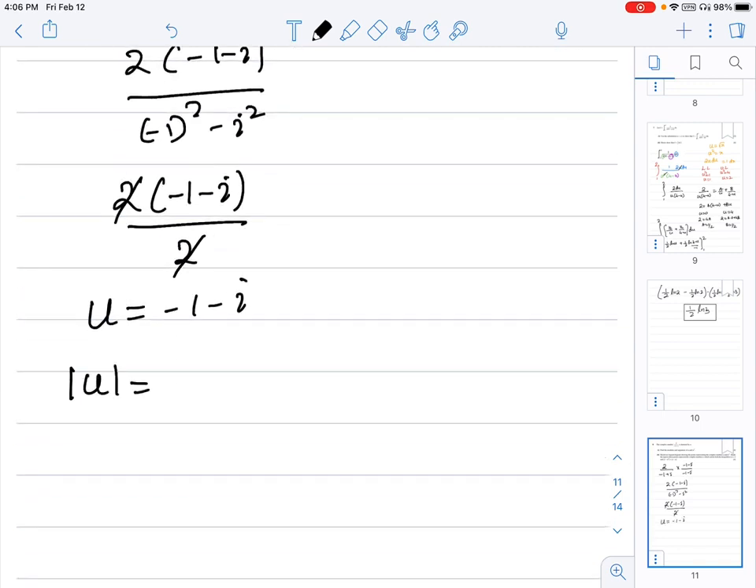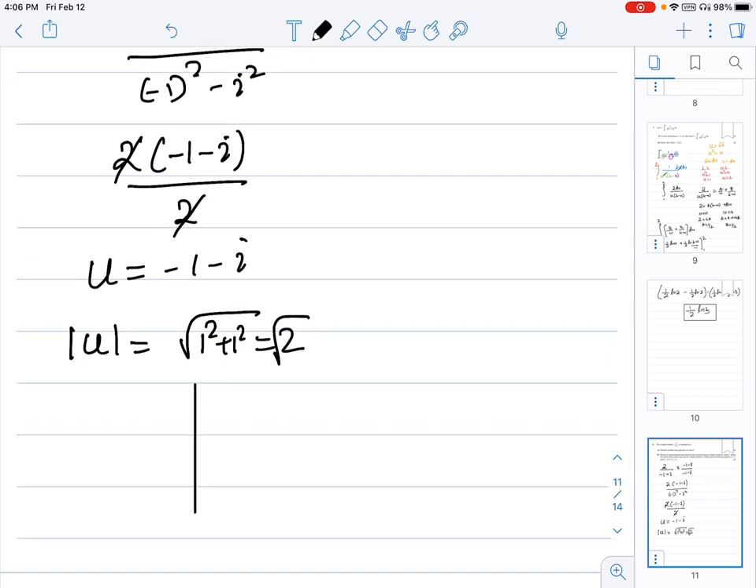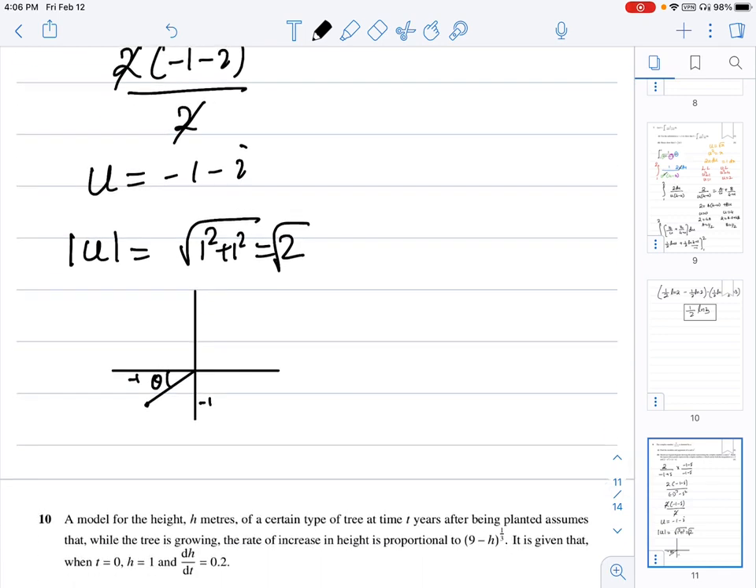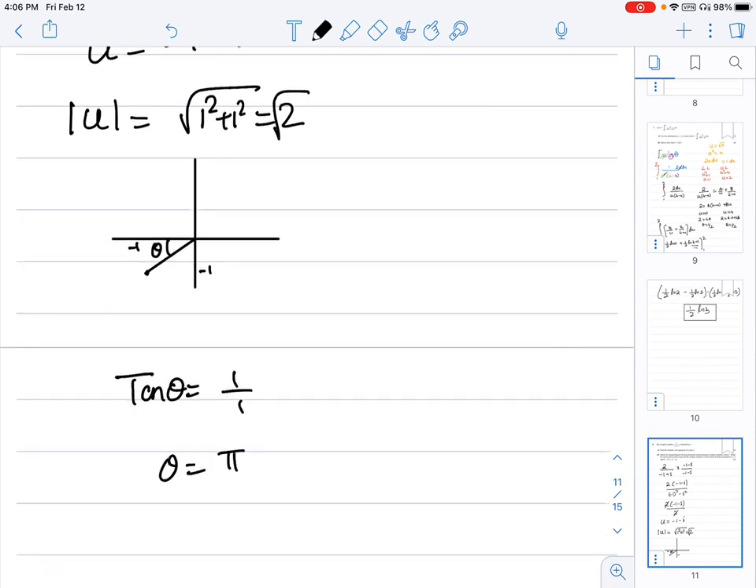Modulus of u is the square root of 1 squared plus 1 squared, which is root 2. Then the argument: x is minus 1, y is minus 1, so it comes in the third quadrant. So this is minus 1, minus 1. Tan theta is equal to 1 upon 1, so theta is equal to pi by 4.